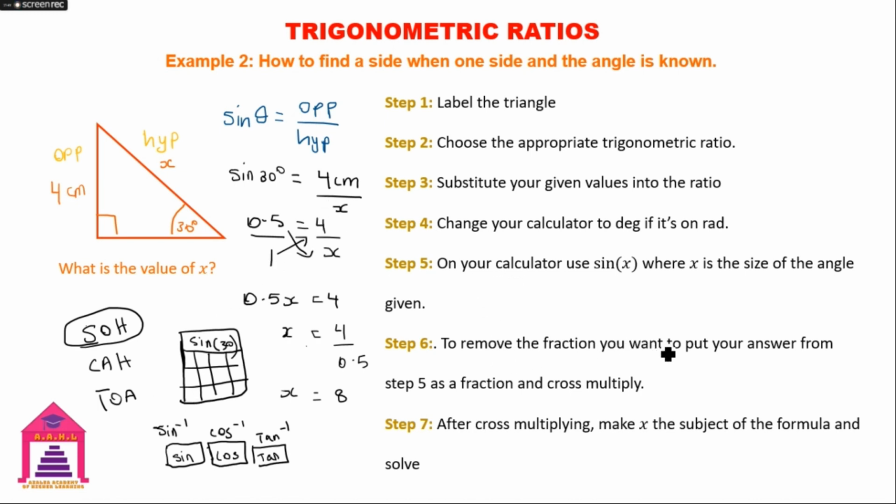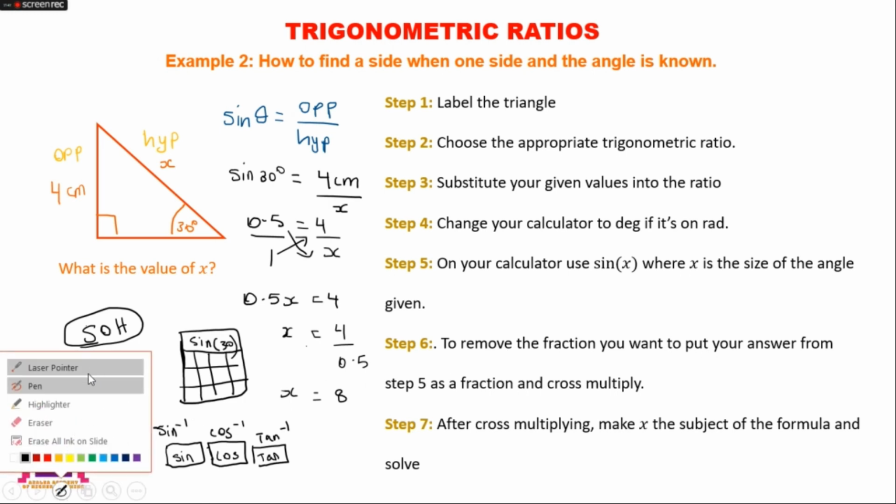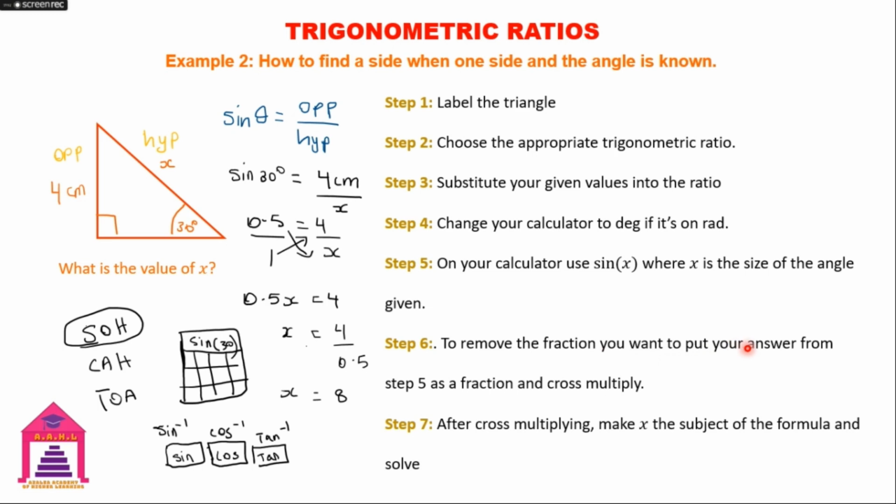Now, to remove the fraction, you want to put your answer from step 5 as a fraction and cross multiply. So 0.5 going over 1, and we cross multiply. So you're going to get 1 by 4 is 4, and 0.5 by x is 0.5x. Now people, we want x by itself because we want to know the value of x. So we're going to bring this 0.5 across here. Whatever you do on the left side, you have to do the opposite on the right side. So 0.5 multiplied by x, when you bring it across here, it becomes 4 divided by 0.5. You're going to get 8.